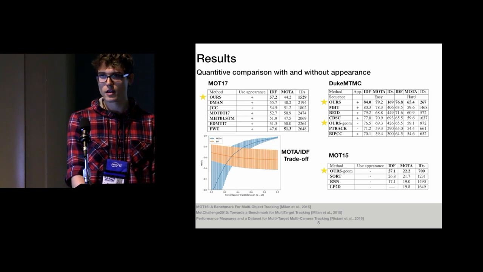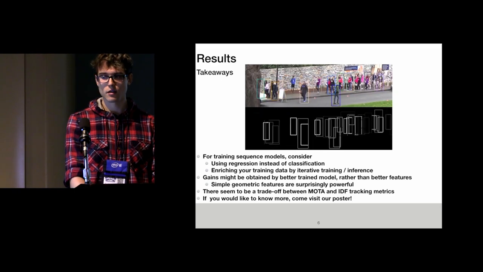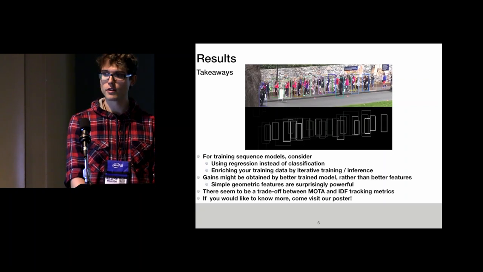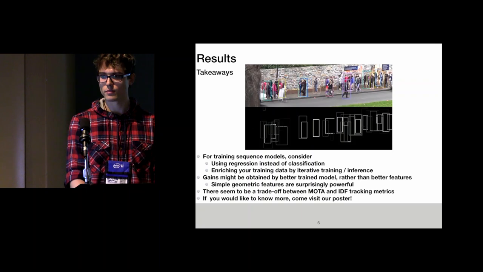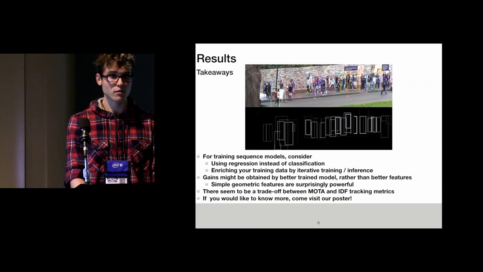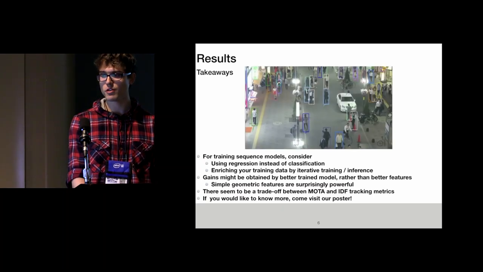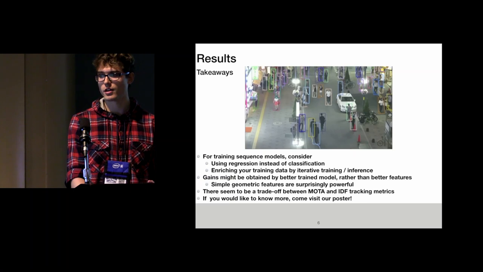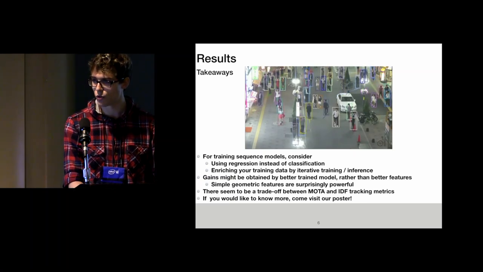First one is that if you're training a sequence model, what you might be interested in is using regression instead of classification loss, and you might consider enriching your training data by iterative training and inference to expose it to the errors. Second is that there is actually a large margin between how our model is trained and what could be achieved, and simple geometric features are surprisingly powerful. Third is there is a significant trade-off between MOTA and IDF tracking metrics, and if you'd like to know more, come to our poster number 142.